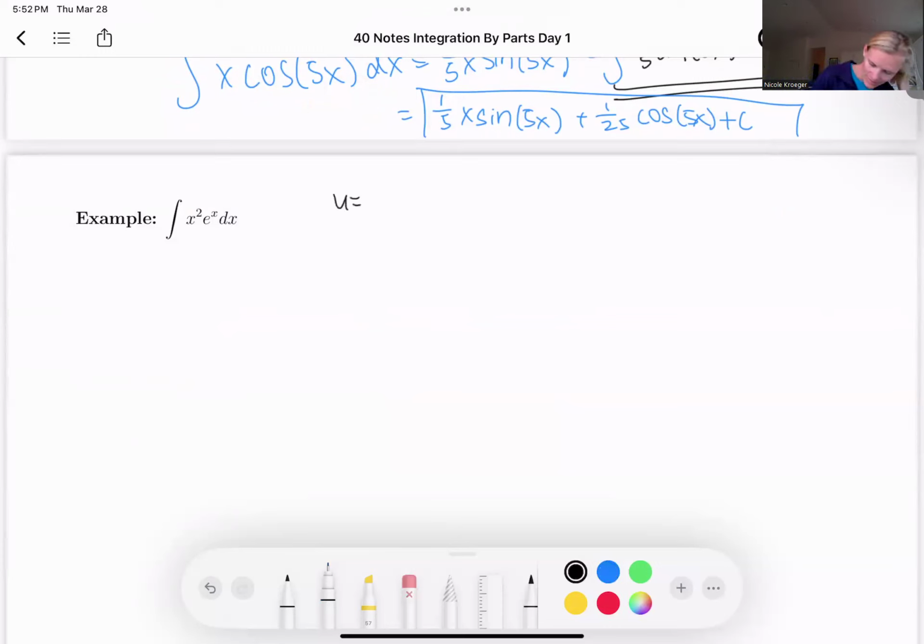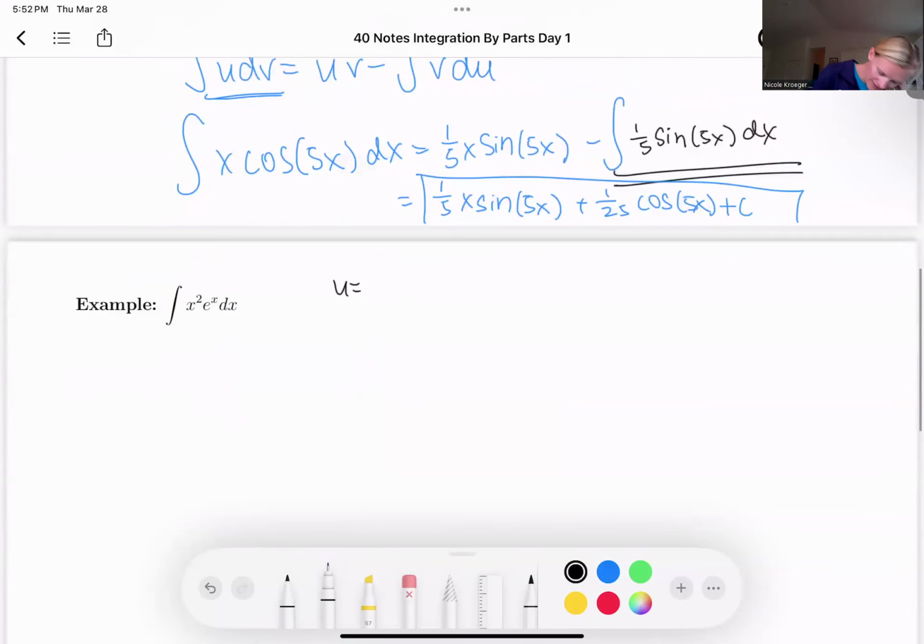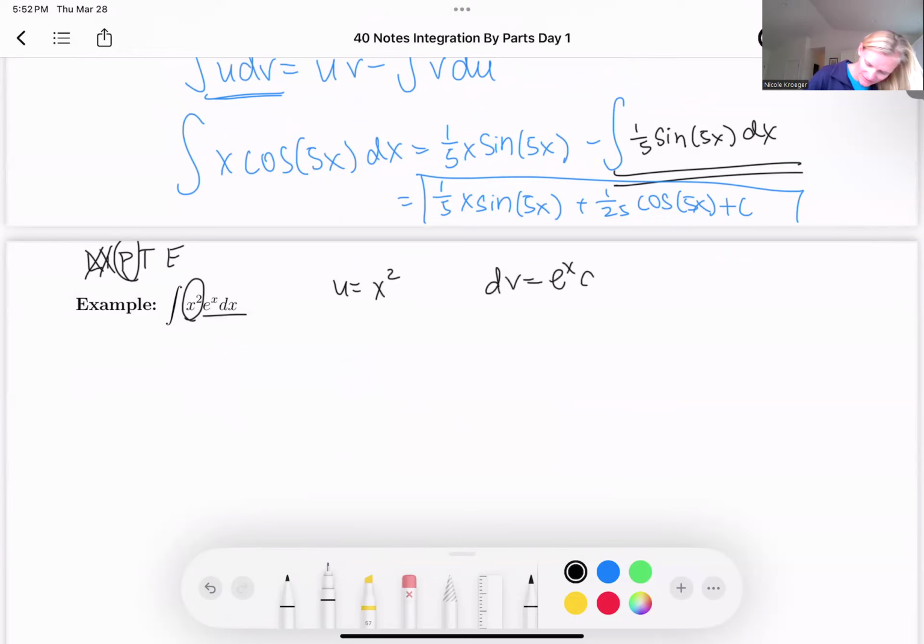Okay, again, I'm going to start with picking my u. So let's look at my LIPT. I don't have a log. I don't have an inverse trig. I do have a polynomial. X squared is a polynomial. E to the x counts as exponential, so it's the last thing I would choose. So I'm going to pick my u to be x squared. I'll pick my dv to be everything else, which is e to the x dx. Du is the derivative, so that's 2x dx.